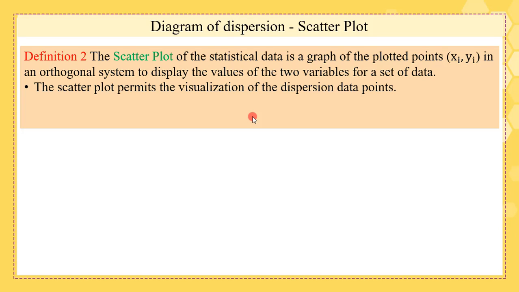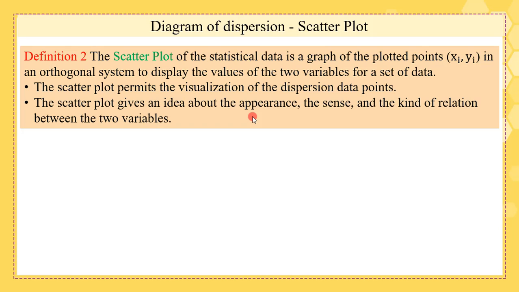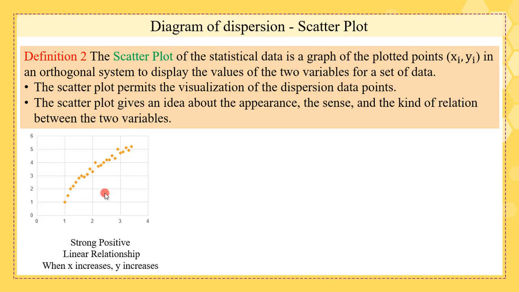So the scatterplot permits the visualization of the dispersion of data points. The scatterplot gives an idea about the appearance, the sense, and the kind of relation between the two variables. For example, in the first graph here, there is a strong positive linear relationship: when x increases, y increases. If you go along the x-axis, x increases, and also on the y-axis, y increases.